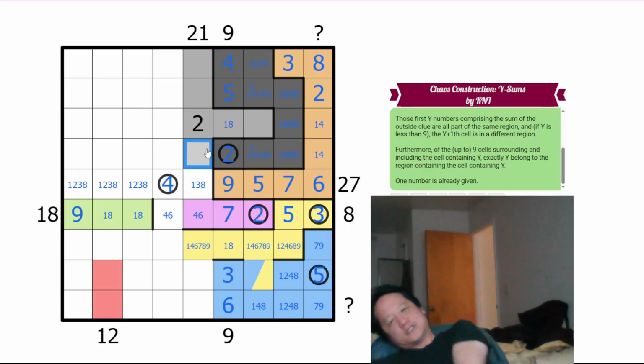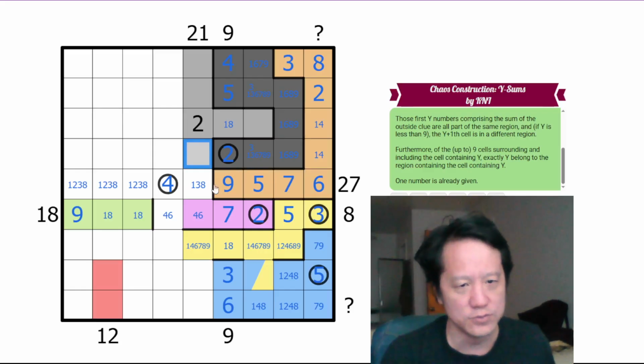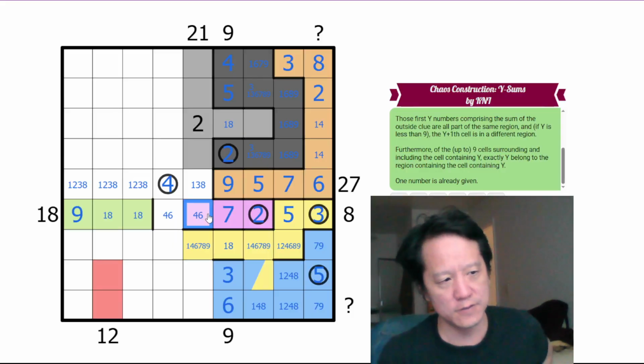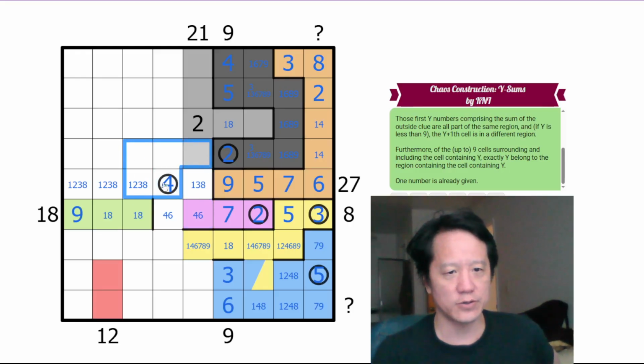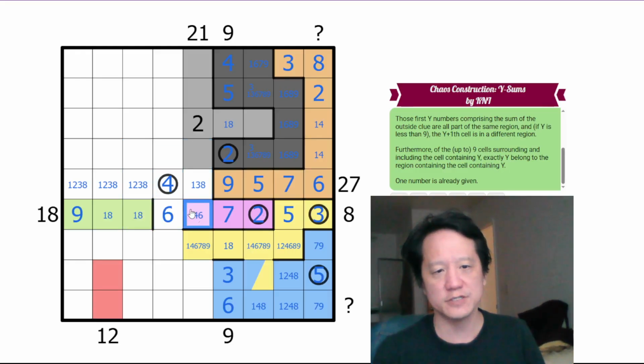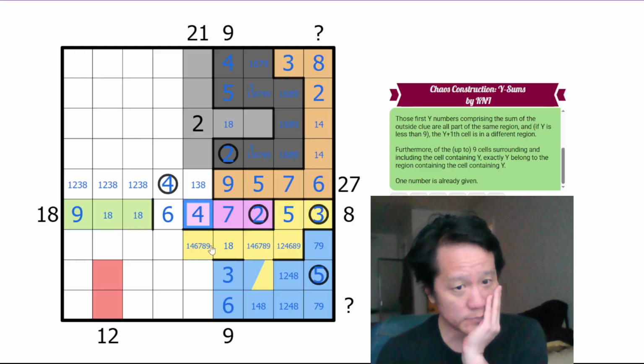You could have 6 pointing to 4 here. This has 4 digits that are part of its region. Oh, this 4 means this can't be 4. It's 6, which makes that 4. Interesting.